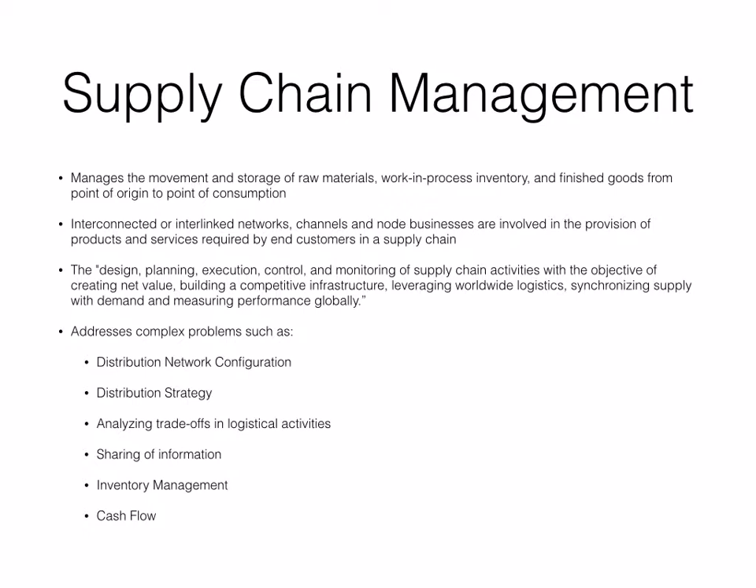So interconnected or interlinked networks, channels, and node businesses are involved in the provision of products and services that are required by end users or end customers in a supply chain. So it's from internal to external. How do you supply goods and services to your customer? So the design, planning, execution, control, and monitoring of supply chain activities have the objective of creating value and building competitive infrastructure to leverage things like worldwide logistics, synchronizing supply and demand, and measuring performance globally.